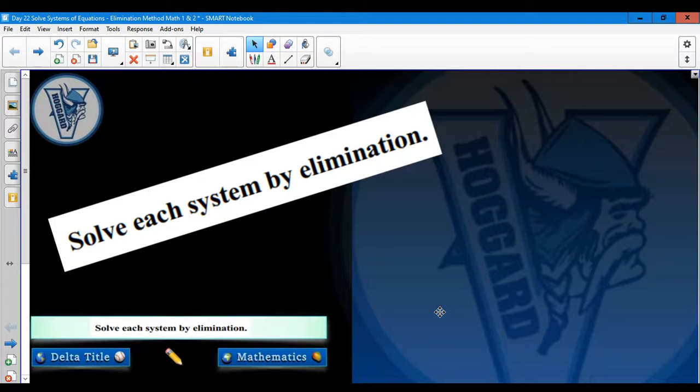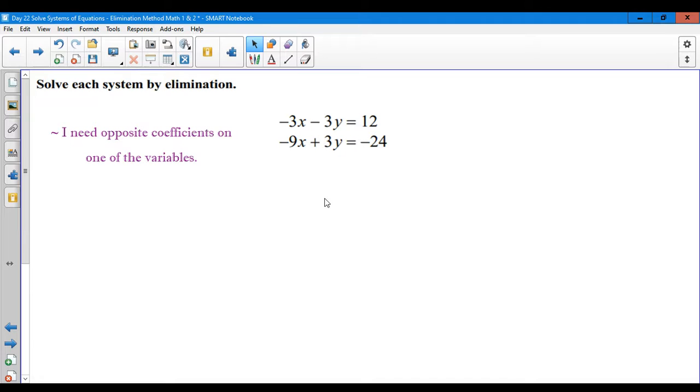Okay, we've done one example. Now I want to show you another example. So this one we did, and we were fortunate when they gave us the system, we had opposite coefficients on the y right away, so we could just instantly eliminate the y from the equations by adding the equations together and solving for x. Then we were able to solve for y.